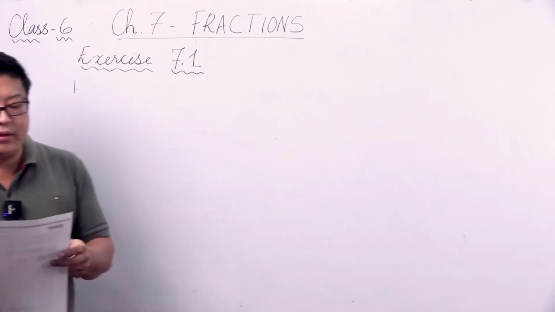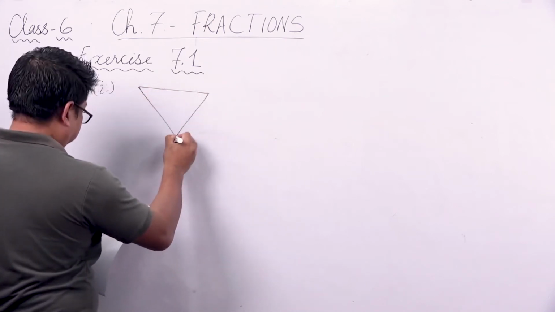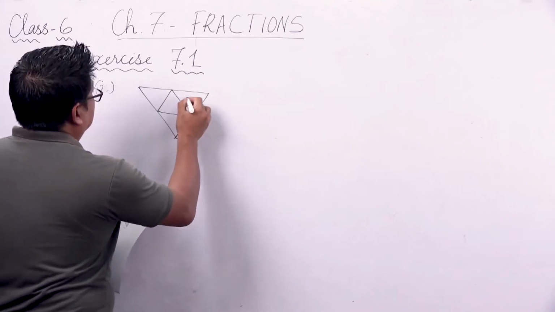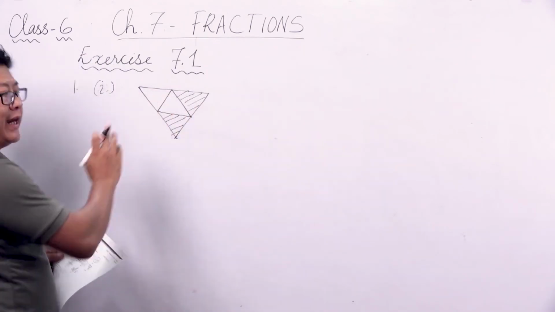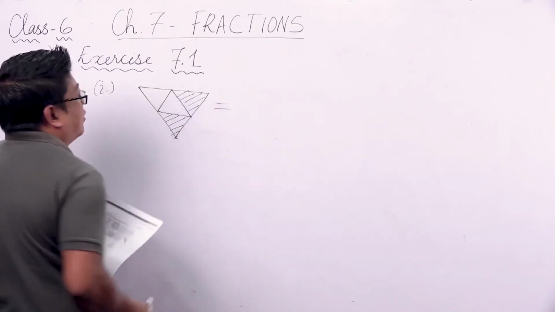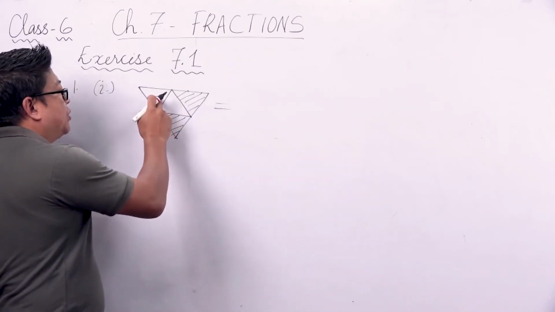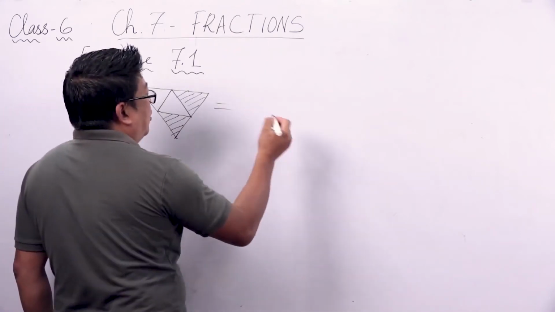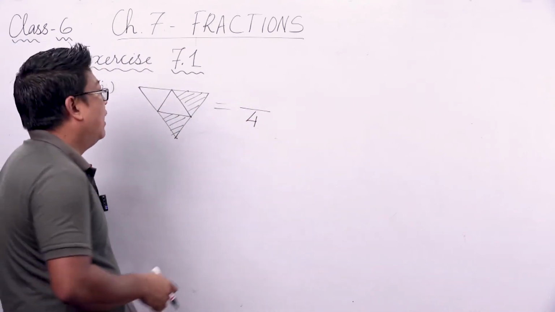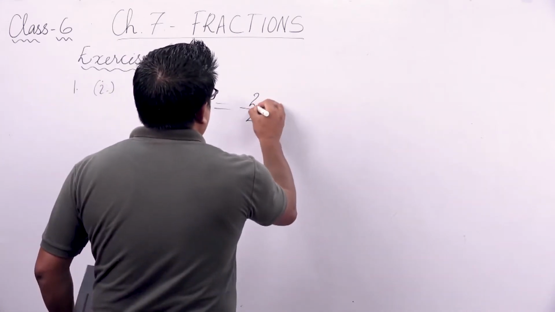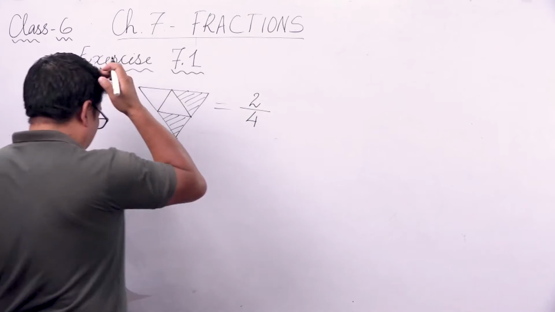The first question is: write the fraction representing the shaded portion. The figure is given like this, and this has been shaded. So we have to write the shaded portion as a fraction. To begin with, the first step is to count the number of parts. 1, 2, 3, 4. There are 4 parts, all right? The total number of parts is always written below the line, so we will write divide by 4. And the number of shaded portions is 2, right? So this picture represents 2 by 4.